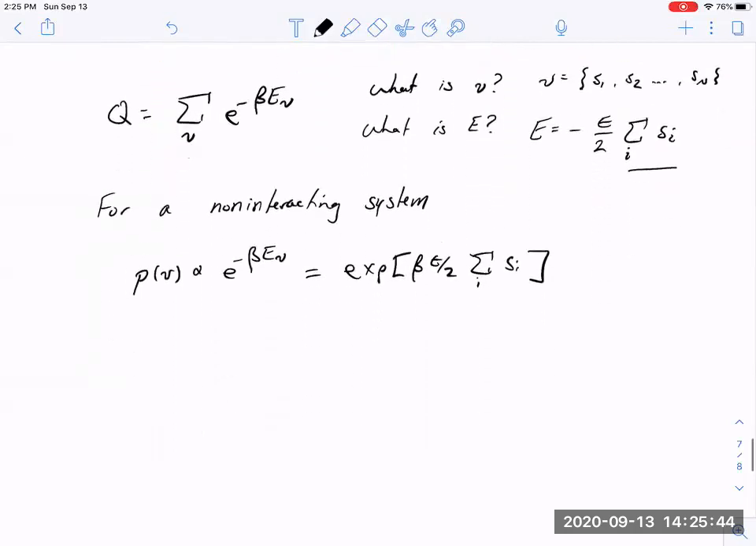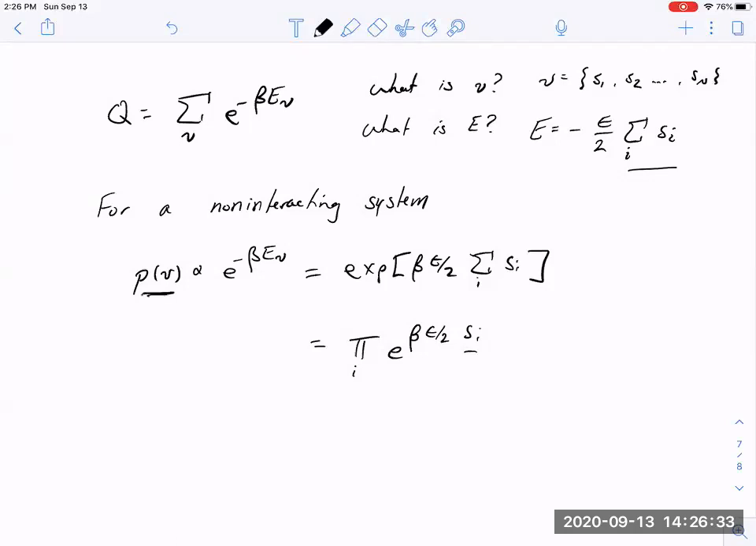Now, a property of an exponential is that if I take an exponential of a sum, it is equal to a product of exponentials, which means that this probability for an entire microstate can be rewritten as a product over all the spins, e to the minus beta e, in this case epsilon by 2, times the value of that spin. Namely, the probability of a microstate, which is a vector of n numbers saying whether spins are up or down, turns into a product of probabilities of each individual spin.